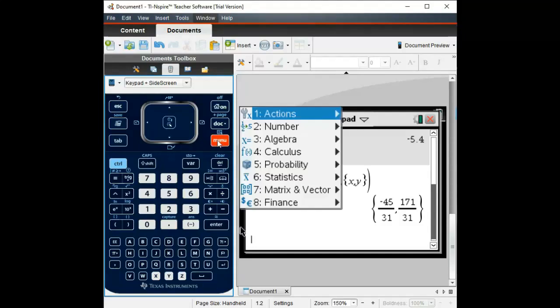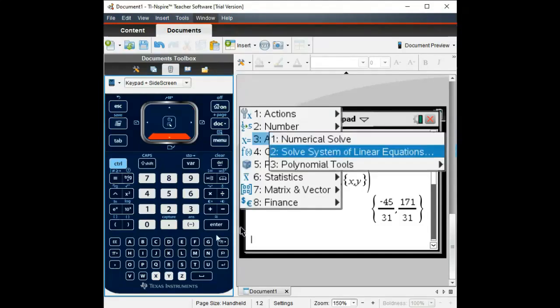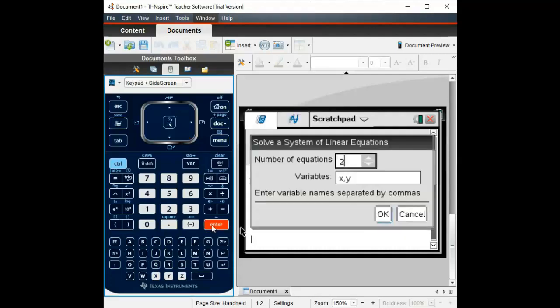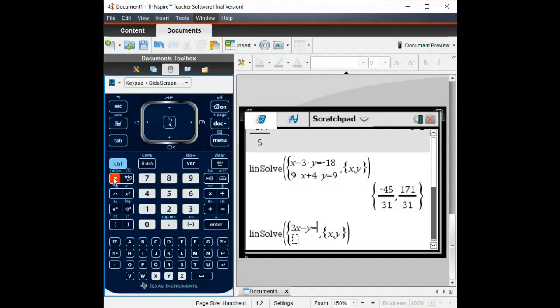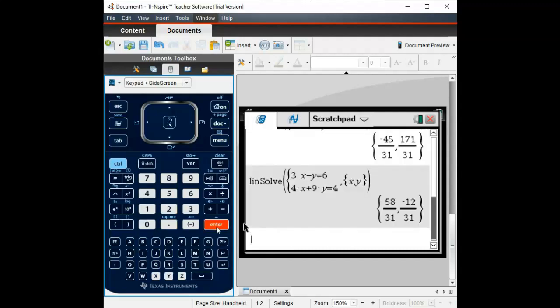So let me put G in. Menu, algebra, solve system of linear equations. Let me hit OK first. There we go. 3x minus y equals 6. And for the second equation, we had 4x plus 9y equals 4. And I'm going to hit enter.